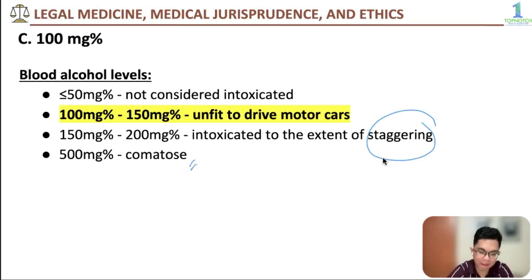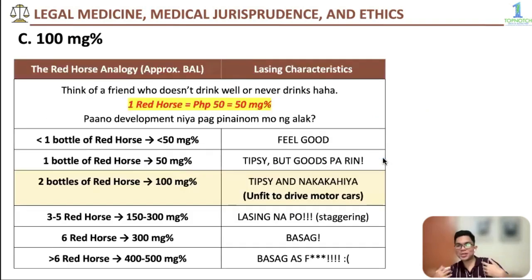Okay. How I like to memorize that is my personal Red Horse method. Assume na may kalendarya in the Philippines ngayon na isang bote ng Red Horse, 50 pesos lang. So 50 pesos, equivalent yan sa 50 mg%. One bottle of Red Horse, 50 pesos, 50 mg%. Tapos magpapainom ka ng friend mo na hindi magaling uminom. Okay? At less than one bottle of Red Horse or less than 50 mg%, feel good pa lang sila.